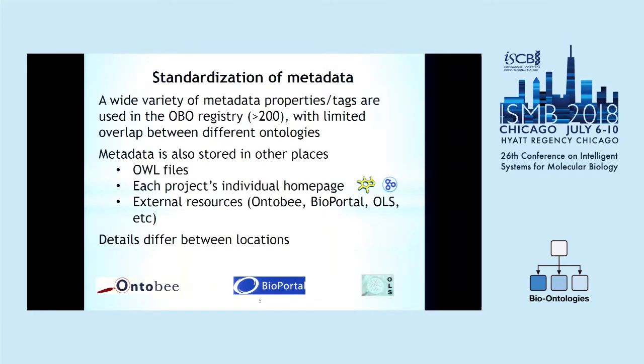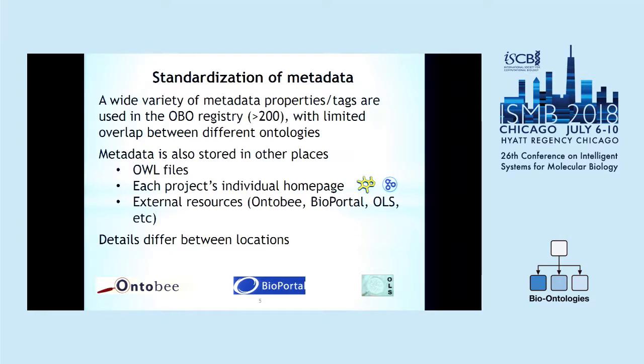So we started with standardizing the metadata that is in the registry files themselves. And there's a large number of properties or tags that each ontology uses. It's up to 200 different types of metadata that are being stored with limited overlap between the different ontologies. And this same type of metadata is stored in other places like the OWL file itself, the project's homepages, and in OntoBee and BioPortal.